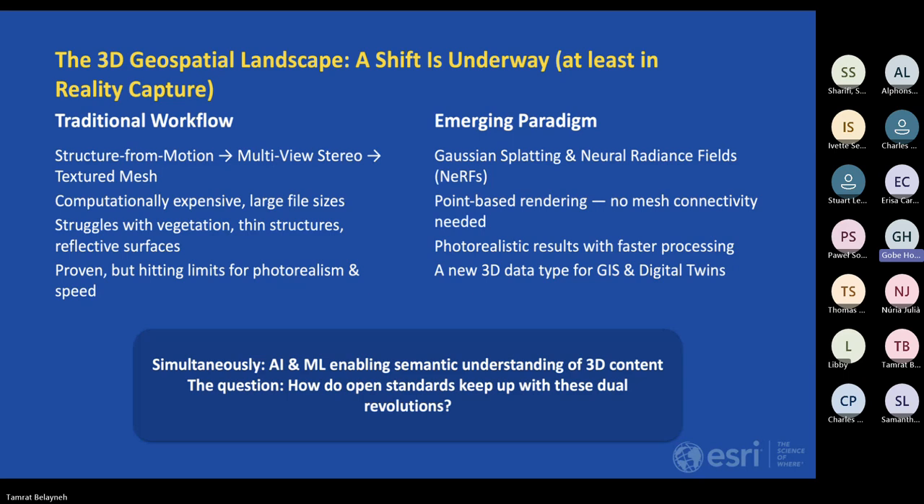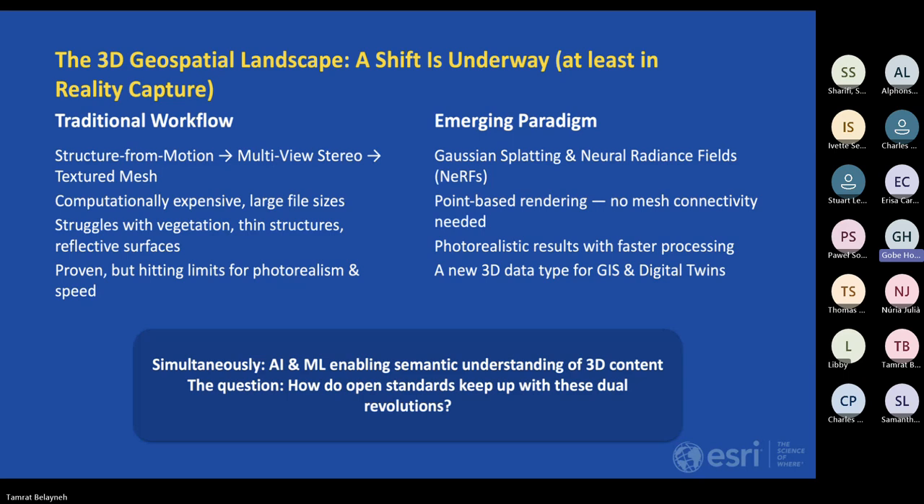And then there's this emerging paradigm today that we see, right? NeRFs, Gaussian splatting, and neural radiance fields are all related. Sorry? Oh, okay. Mike. Okay, Mike, that is not you, right?